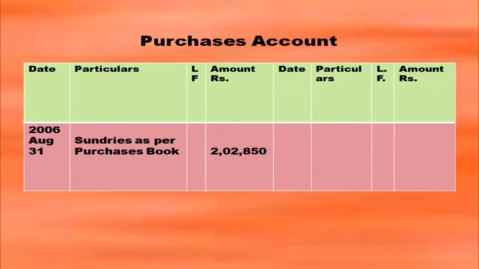What will you post? You have to write sundries as per purchases book in the particulars column and amount in the amount column. Total purchases will come here. And date, last date of that particular month, you have already written in the purchases book, August 31st. So, we have posted the date here also, August 31st.